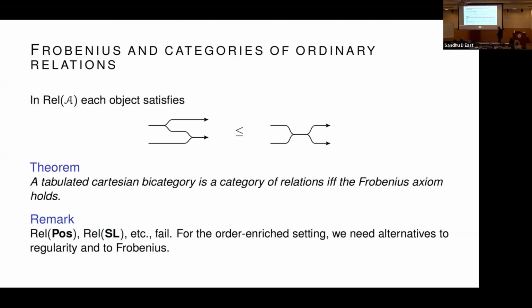Now the trouble is, for me, that the categories I'm interested in fail this axiom. They just have to. Because the underlying objects are ordered, they're going to fail to have a Frobenius. So what I need is to find some way of fixing that. Because all the categories that I've mentioned, rel pos, rel semilattices, rel frames, and so on, they are Cartesian bicategories. But they fail this Frobenius axiom.